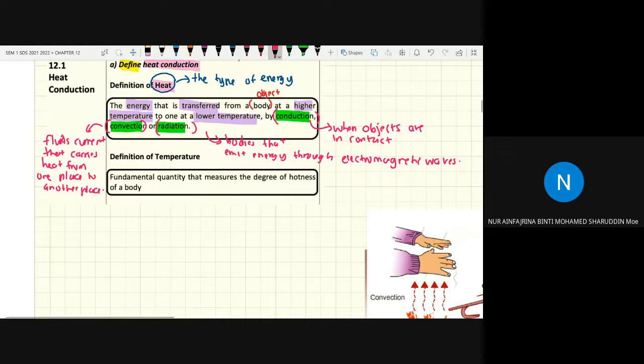Okay, now let's look at the definition of temperature. So temperature dia adalah fundamental quantity. Okay, it is just a fundamental quantity that measure the degree of hotness of a body. Ataupun objek lah, nama lain untuk body ni adalah object. So that's all. That's the definition of heat and also temperature.